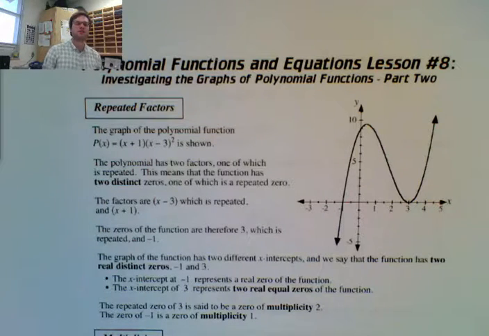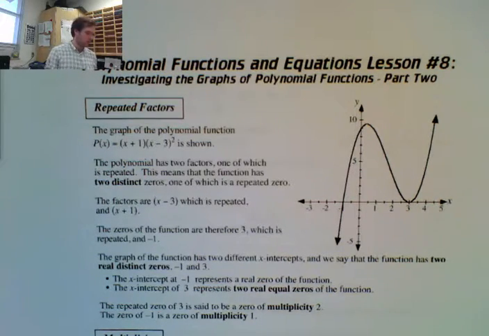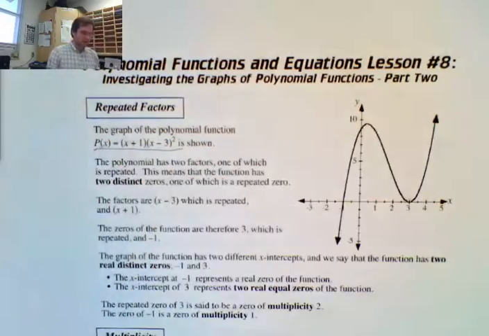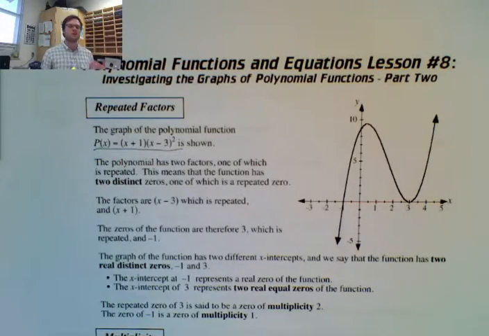Welcome back, Math 30-1. Today we are going to investigate repeated factors for polynomial functions and how they affect the graph. So we're going to start off here with my polynomial function and its graph. Here's my polynomial function and it's already factored for us. And we're going to see what happens.